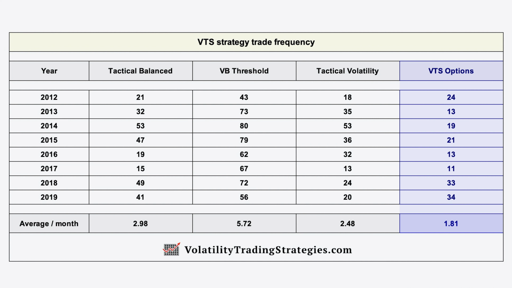But a little side note, not important at all for this rebalancing topic, but VTS options is now a dedicated service and will be far more active. So that 1.81 will likely go up to around 8 or 9 trades per month, give or take. So you can see that while it's not day trading, those other methods of threshold and calendar rebalancing aren't going to work here.